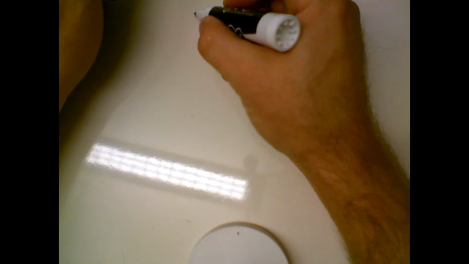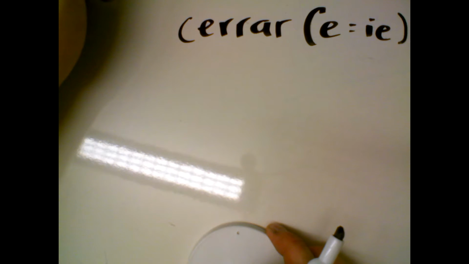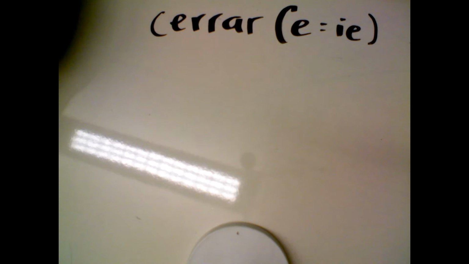So if you're in Spanish, probably 1, you're going to be seeing some verbs in your vocabulary page that might look something like this. If you see this in your book, cerrar, and then it says E with a colon IE, that means you're looking at what's called the stem changing verb or a boot verb. And I'm going to explain how you conjugate this verb right now in the present tense.